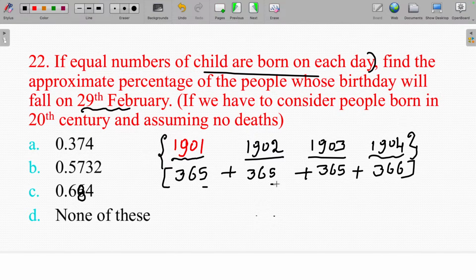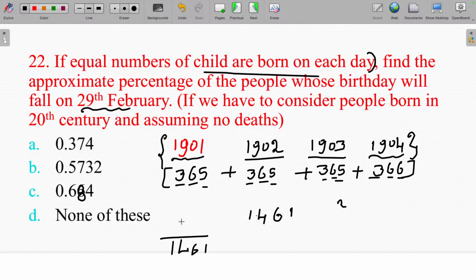Here, 6 how many times do I have? 6, 6, 6, 6, 4 times. 6 4s are 24 plus 2 is 26. 6, 2 carry. 3 how many times do I have? 3, 3, 3, 3, 4 times. 3 4s are 12 plus 2 is 14. Is it clear? Out of 1461 days, February 29th has one day only.